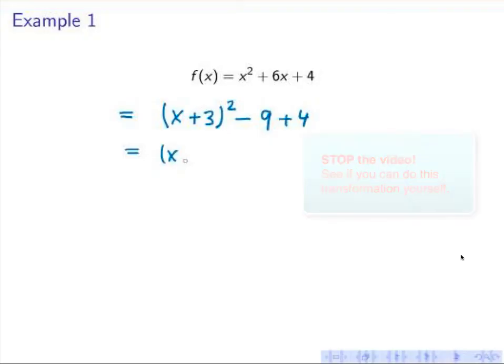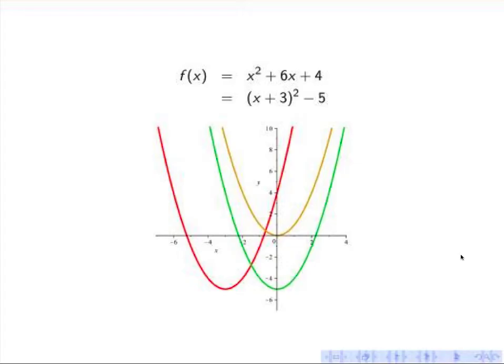The term is (x + 3)² − 5. This is the completing squares form for this quadratic equation. Let's look at the meaning of all these shifts. So here in the next graph I plotted these functions. So what did I plot?